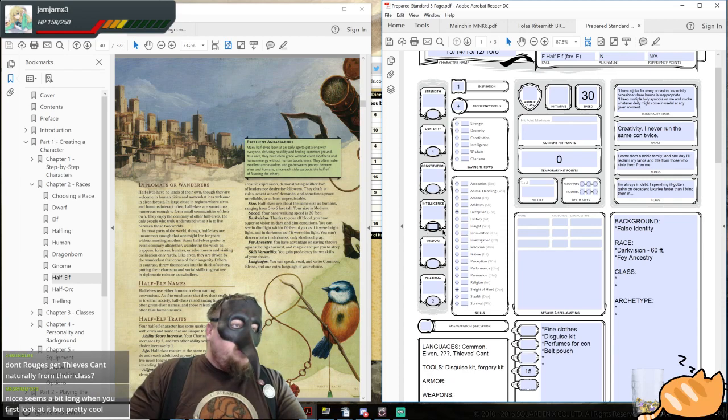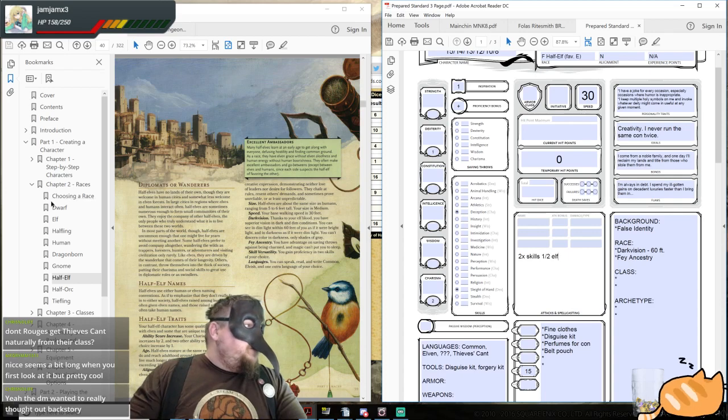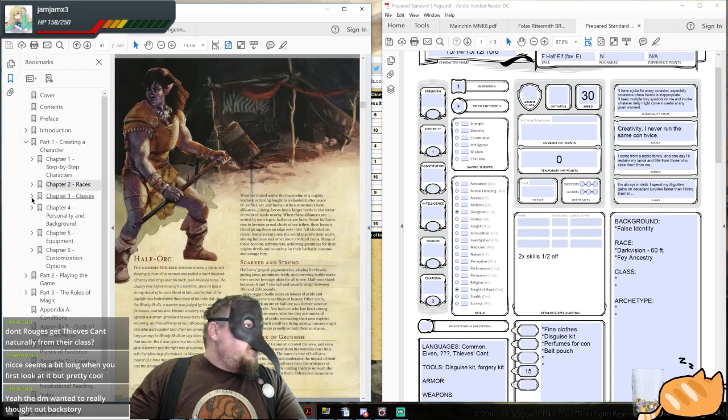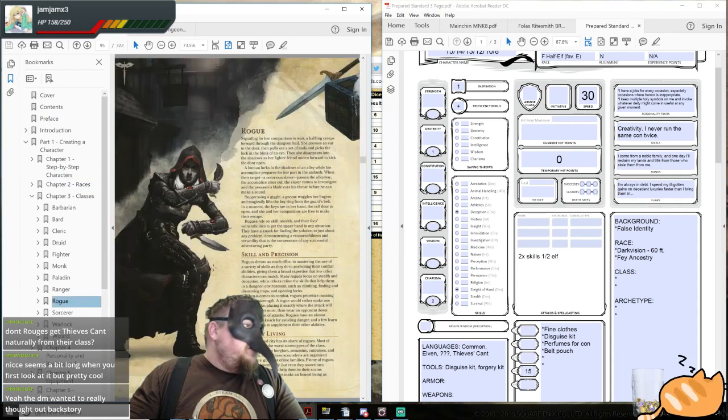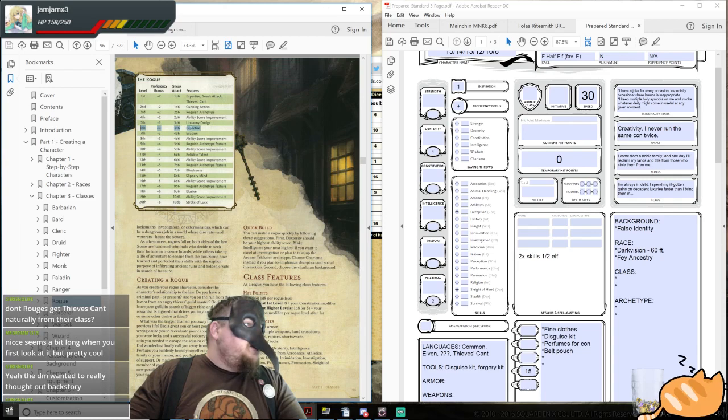And we're going to remember to take the 2 from being a half-elf. We're done with this. Now we're going to come down to classes and go down to Rogue. 6th level character, so this is what we're looking at here.